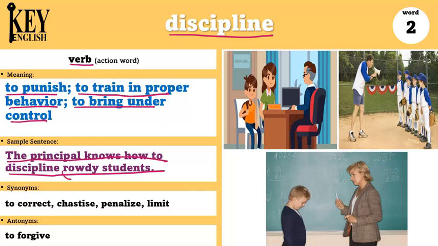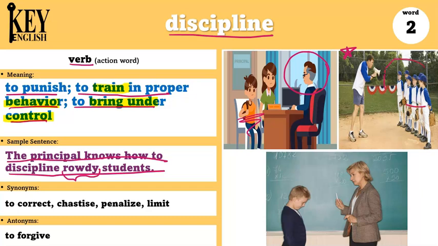So rowdy students are the students that are very noisy, they can't calm down, they might not be able to sit down well. So in this sentence, the principal of the school knows how to discipline the rowdy students. So he knows how to train them or teach them good behavior. He knows how to bring them under control. That is disciplining. Another example would be, the coach disciplined the players for being late.